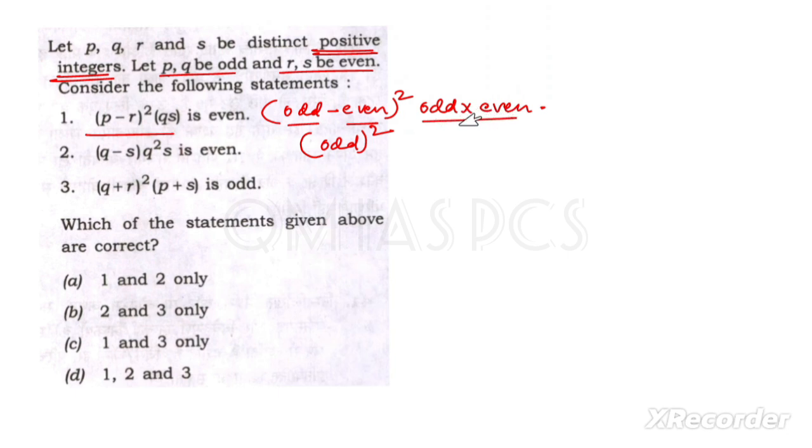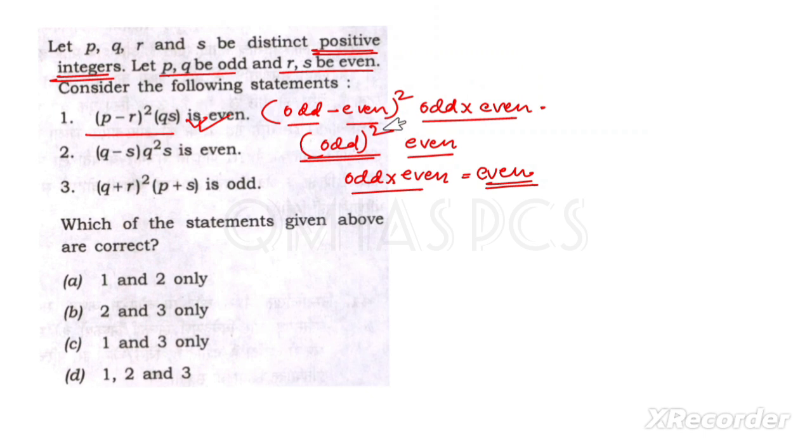Odd multiplied by even is always even. So finally you will get odd multiplied by, from this one, odd square is odd, and even. So this will be even multiplied by odd is even. Clear? So this is our correct statement.